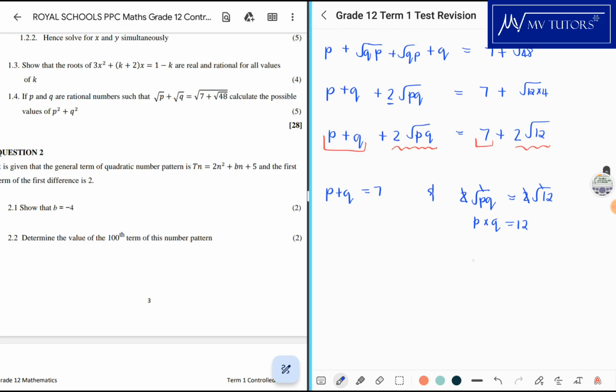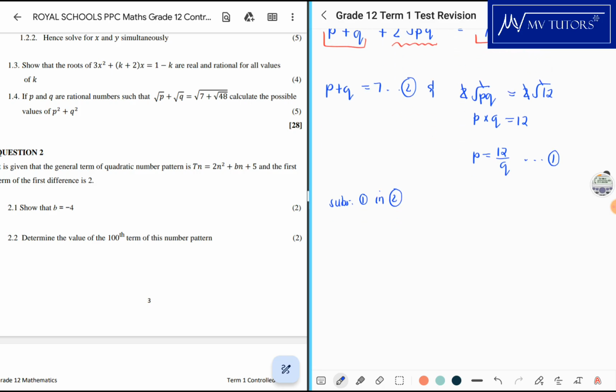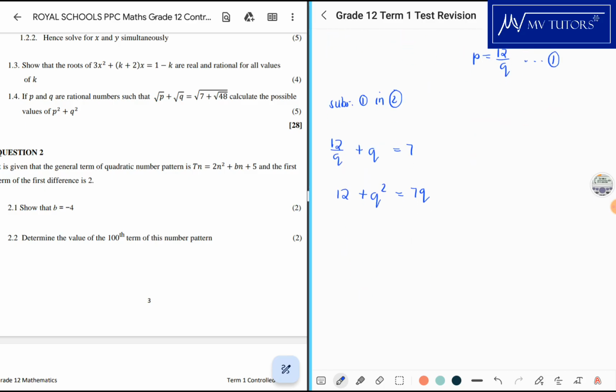All right, then I can write it in terms of q. I could say p is 12 divided by q. It's my first equation, second equation. So we can substitute the first equation in the second equation. And I know what p is, which is 12 over q plus q is equal to 7, and I multiply by q throughout. So 12 plus q squared is equal to 7q. I'm going to bring 7q to the left-hand side, and I'm going to write it in order. So q squared minus 7q plus 12 is equal to 0.